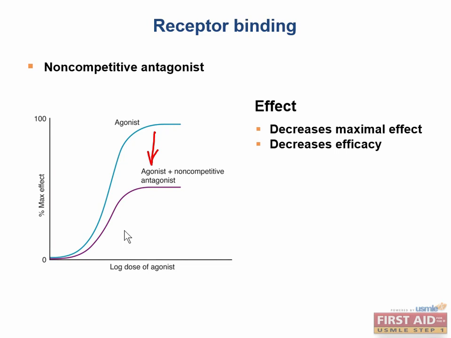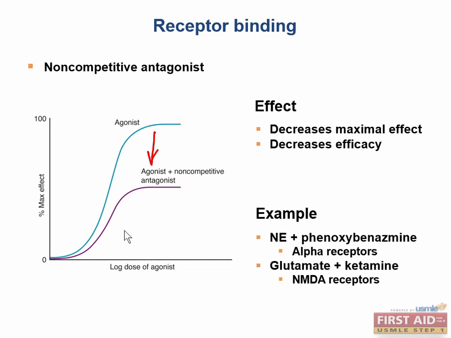An example of this is going to be norepinephrine and phenoxybenzamine acting upon alpha receptors. Phenoxybenzamine is a non-competitive antagonist at alpha receptors, so no matter how high the concentration of norepinephrine is, its effects are going to be reduced. Therefore, this drug is good at treating hypertension in patients with a pheochromocytoma.